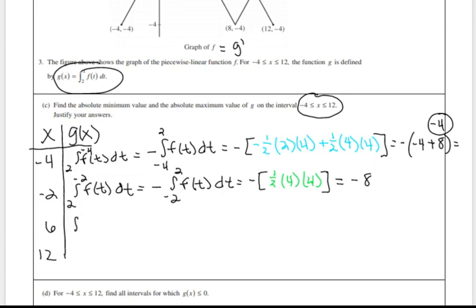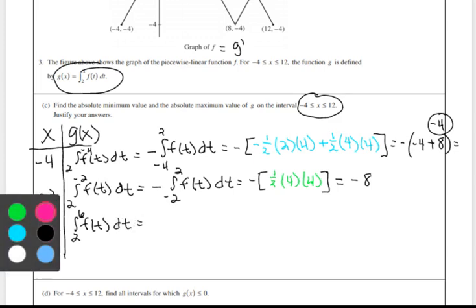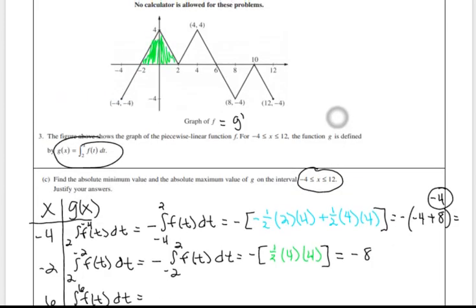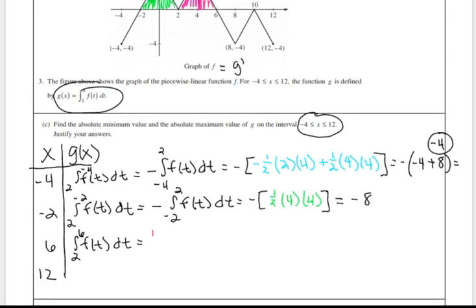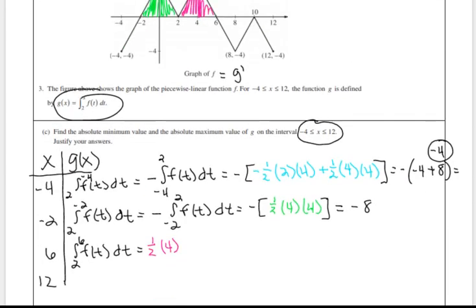For 6, we're going to do the integral from 2 to 6 of f of t dt. So let's see what that looks like. 2 to 6. So starting at 2, going to 6, that's just this triangle. So that's going to be 1/2, 4 times 4. So that's going to be a positive 8.